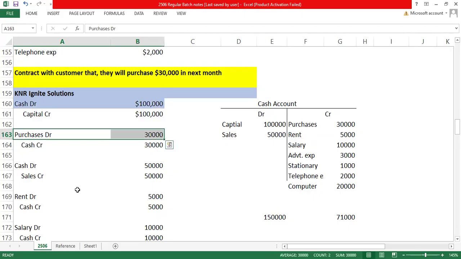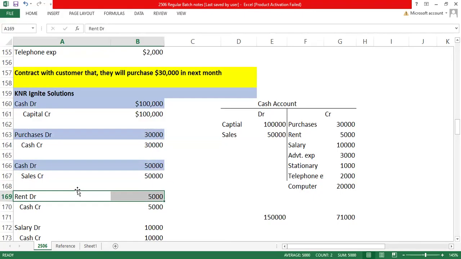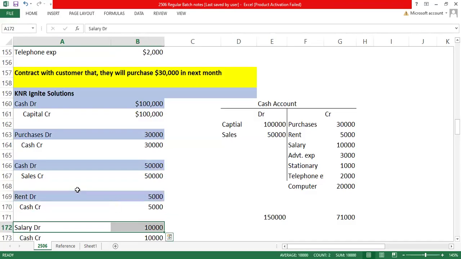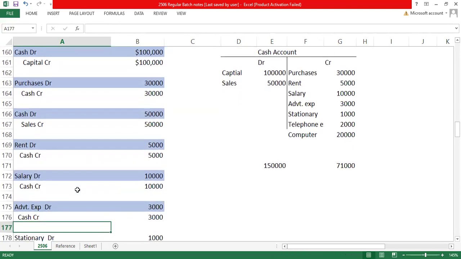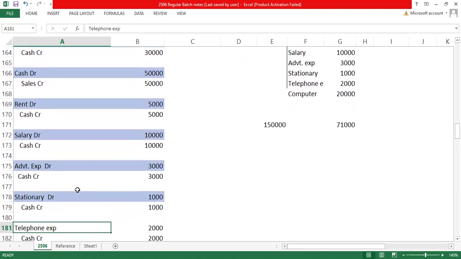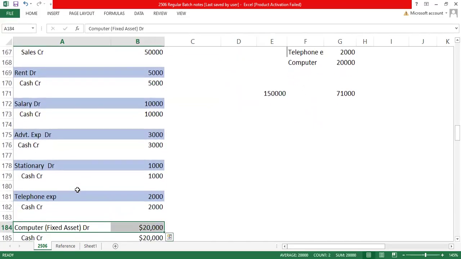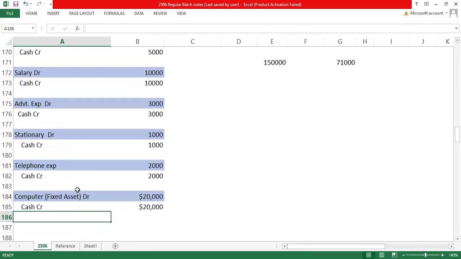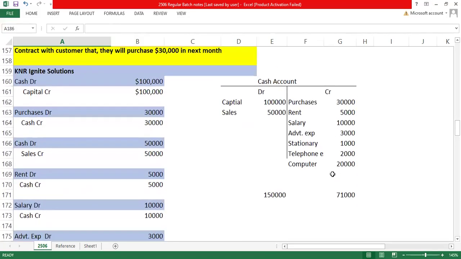The purchases 30,000 done, and sales 50,000 done. The rent 5,000, yes. Salary 10,000, yes. Advertisement 3,000, yes. Stationery 1,000, yes. Telephone expenses 2,000, yes. Computer that I purchased for 20K, yes. Okay, I covered all the transactions, nothing to worry. So let's make sure all the transactions are covered.